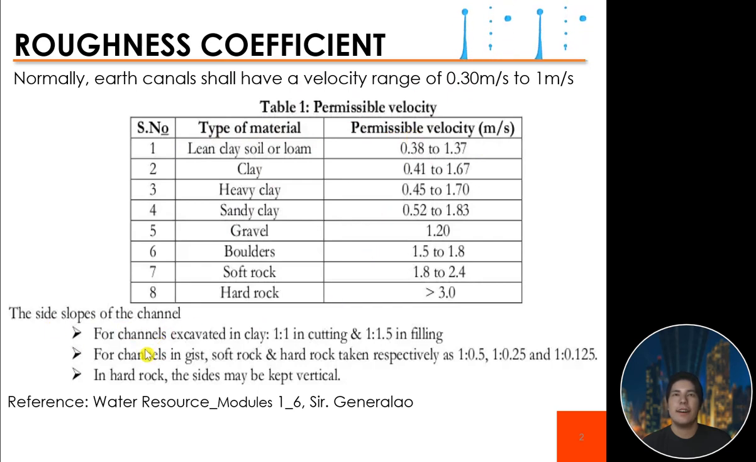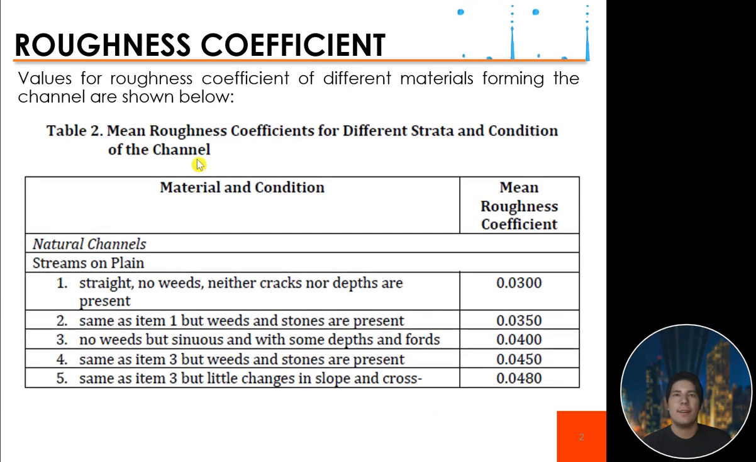Next, the side slope of the channel. For channels excavated in clay, we have 1:1 in cutting and 1:1.5 in fill. For channels in gravel, soft rock and hard rock, taken respectively as 1:0.5, 1:0.25, and 1:0.125. And in hard rock, the sides may be kept vertical. Values of roughness coefficient of different materials forming the channel are shown also below.